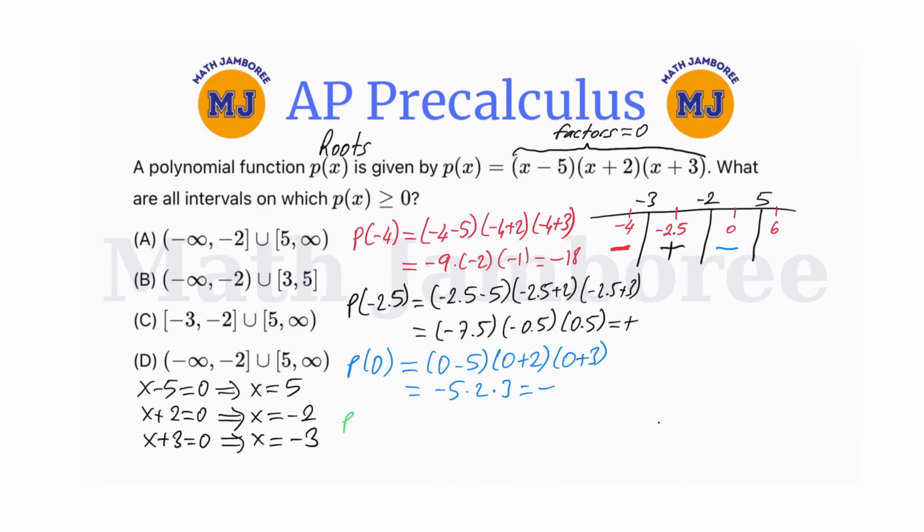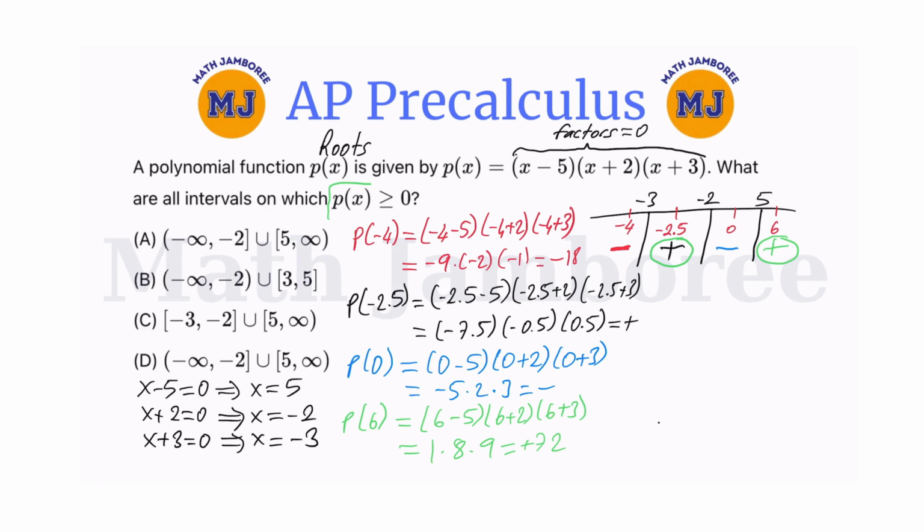And then lastly, we're going to check 6 for the x. 6 minus 5, 6 plus 2, and 6 plus 3. 6 minus 5 is 1, times 8, times 9. It's positive. There's not even any negative, so positive 72. So this is also positive. So in these regions, the second and the fourth one, the sign of the polynomial function is positive.